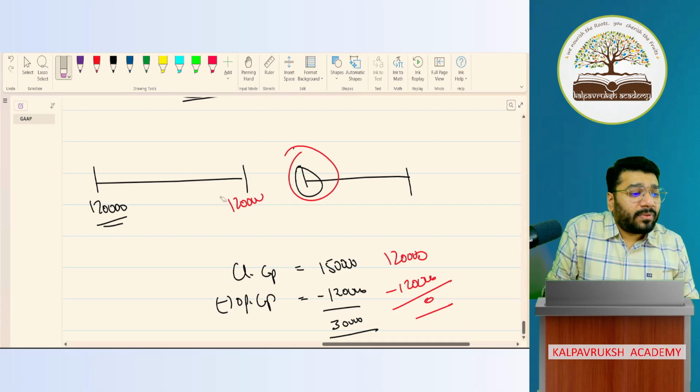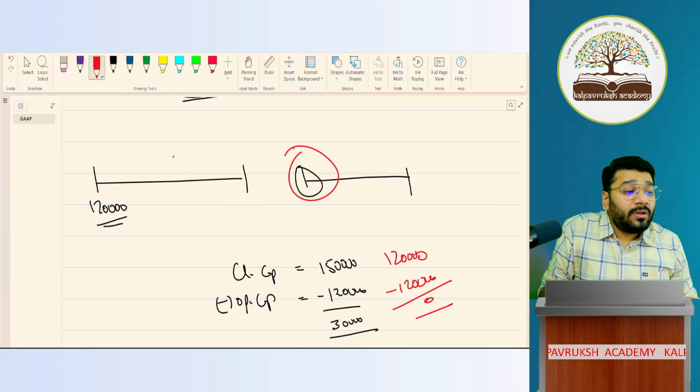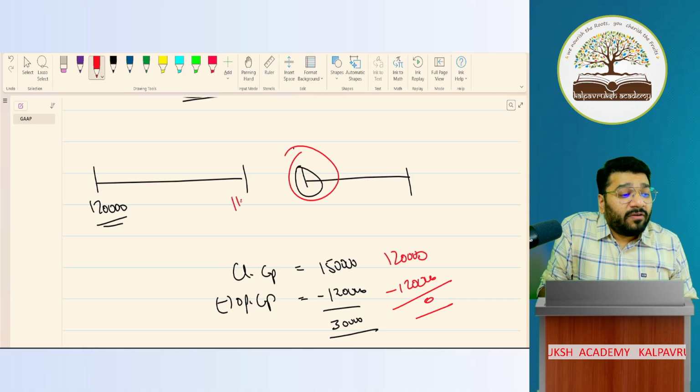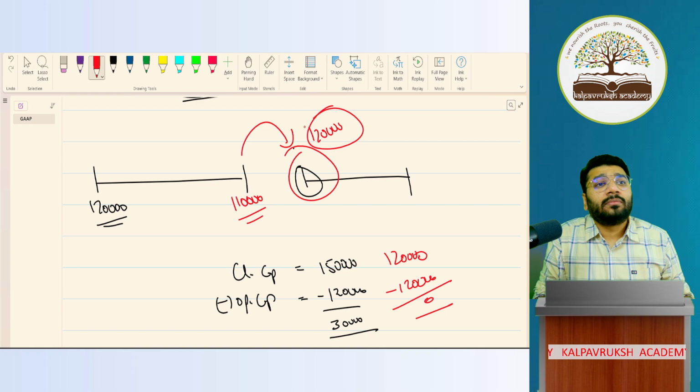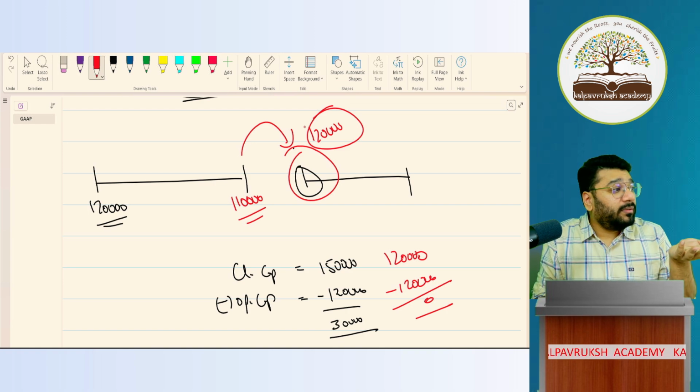Case 2, third scenario. How much is my closing capital? 110 is the closing capital. What is the money required at the start of the next year? 120. Oh my God. You have excessively withdrawn the money from the business.